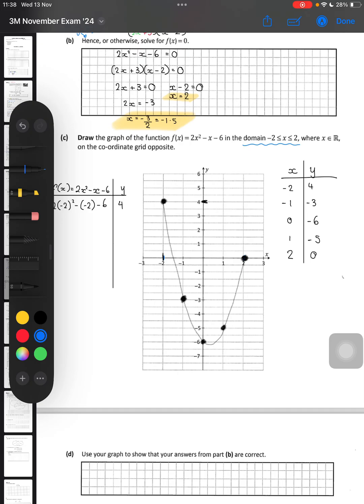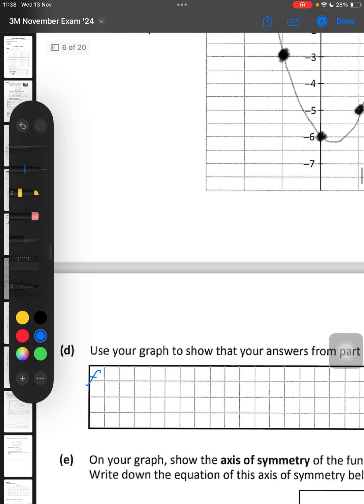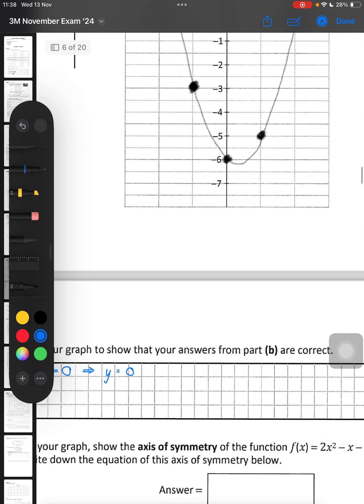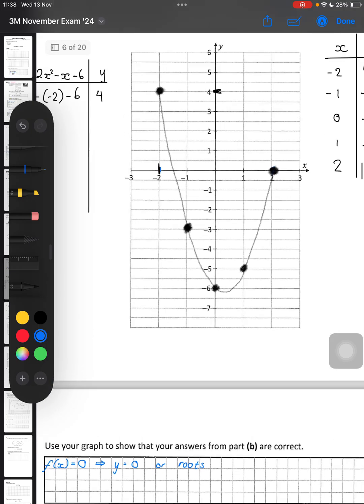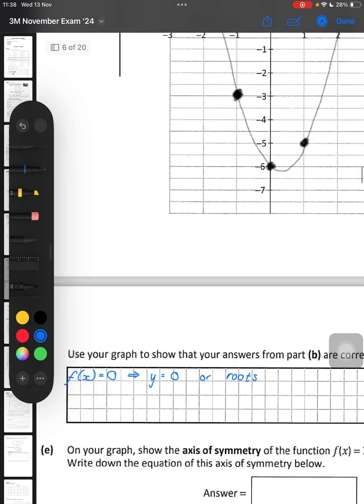Okay, so f of x being 0 means that y is equal to 0. If it asks us when f of x is 0, what that's saying is when is y equals 0? What's another word for y equals 0? They can also be called our roots. So in part B, we found our roots were minus 1.5 and 2.